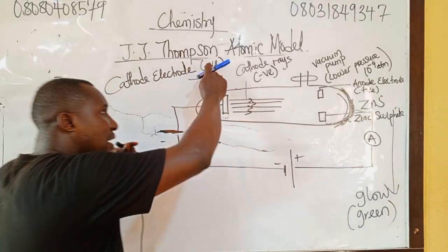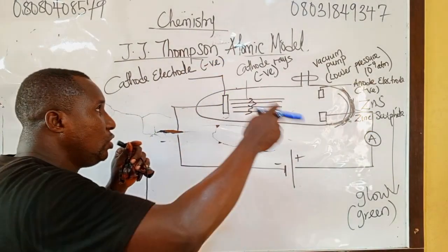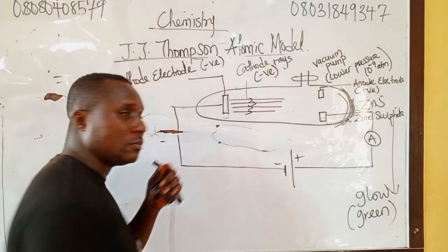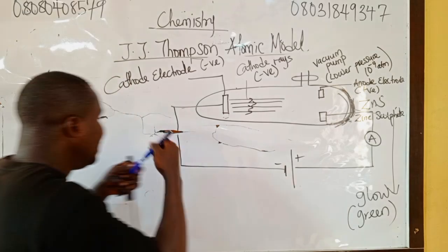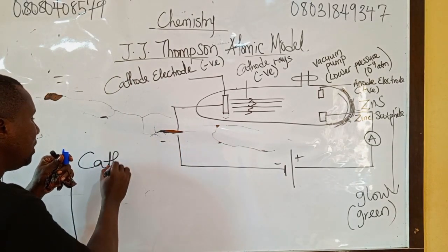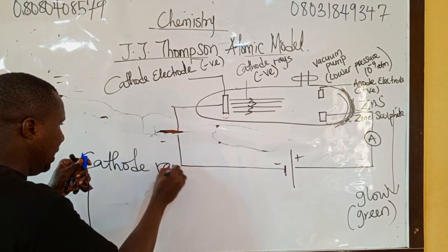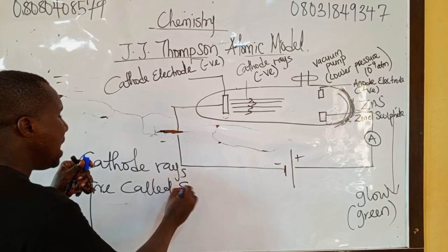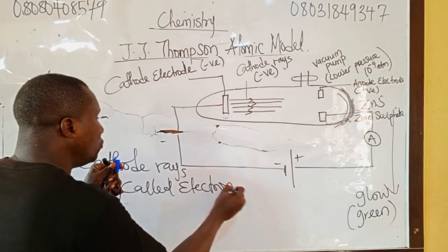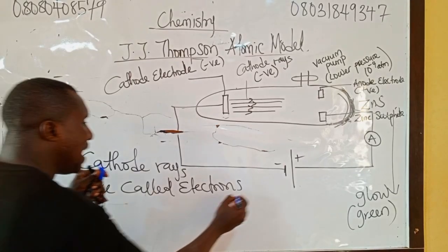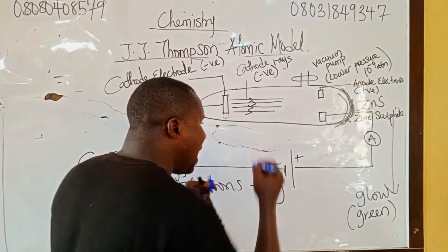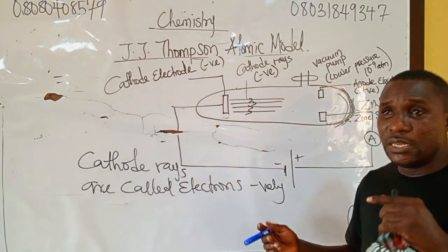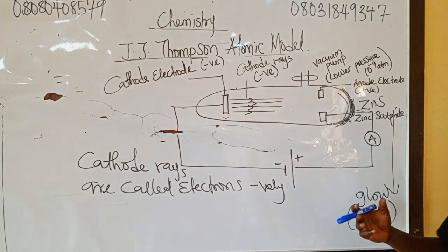The cathode electrode is a negative electrode that produces what? Cathode rays, which are negatively what? Charged. Then later, the cathode rays are called what? Electrons. The cathode rays are called electrons because the electrons are negatively charged.